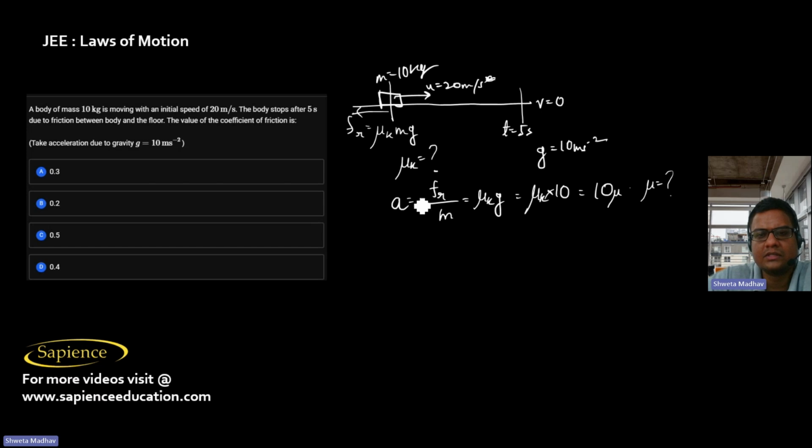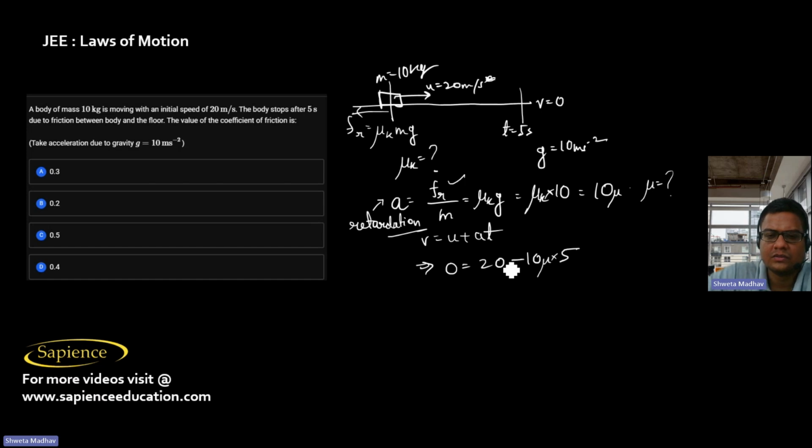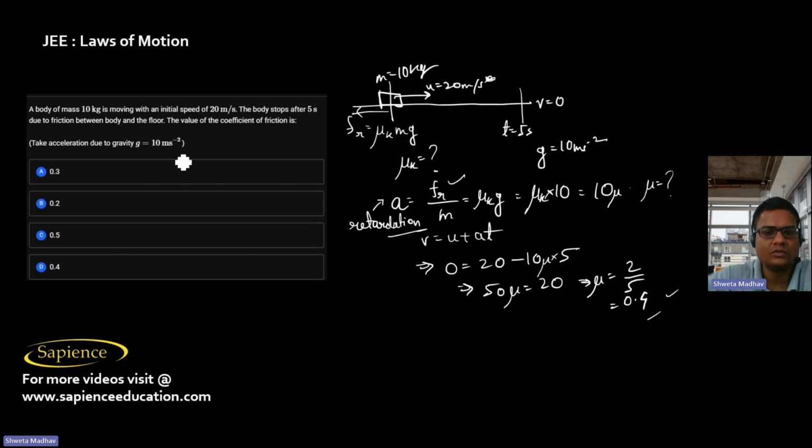So we can say that v equal to u plus at. So therefore 0 equals u, that is 20, minus 10 mu into t, which is 5. Since this is the retardation which is caused by the frictional force. Now 50 mu is equal to 20, so therefore mu will be equal to 2 by 5, which is 0.4. So 0.4 is the value of the coefficient of friction. So option D is the correct answer.